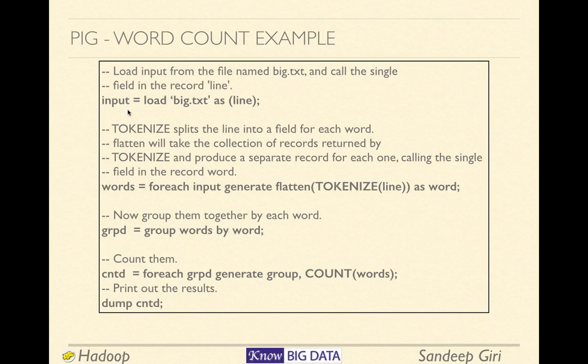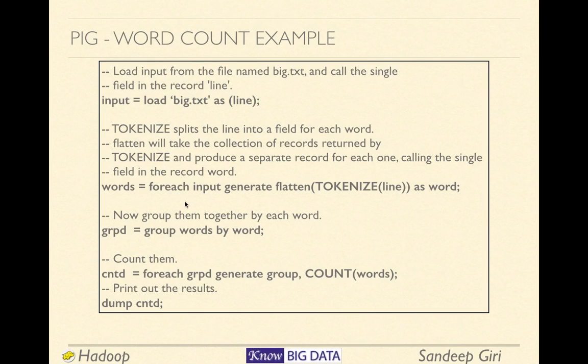This is the syntax of Pig, where the first line is to load the input from big.txt, and you define a variable called line. You're saying that after you have loaded big.txt into input, it will be in a variable called line. We'll talk about these things in more detail.